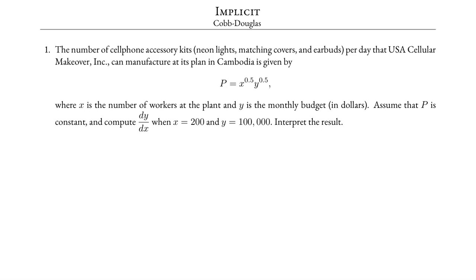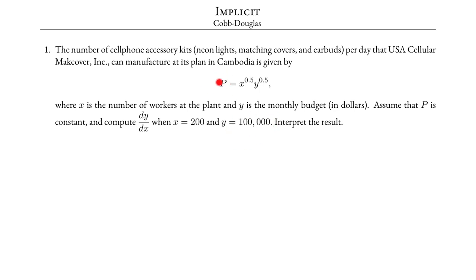The number of cell phone accessory kits, neon lights, matching covers, and earbuds per day that USA Cellular Makeover Inc. can manufacture at its plant in Cambodia is given by P equals X raised to the power 0.5 times Y raised to the power 0.5, where X is the number of workers at the plant and Y is the monthly budget in dollars. Assume that P is constant. Compute dy/dx when X equals 200 and Y equals 100 thousand.